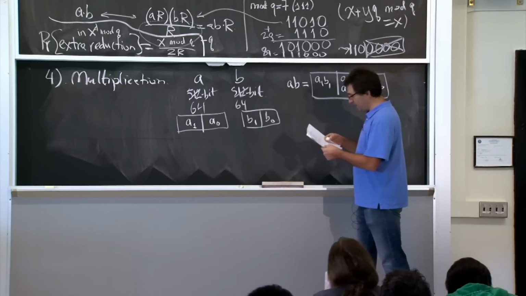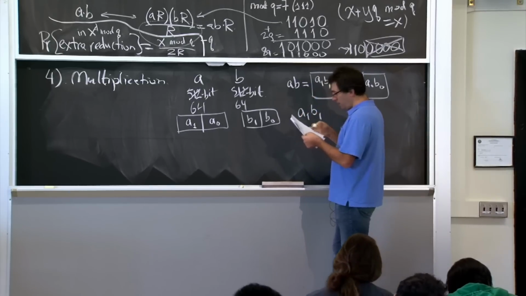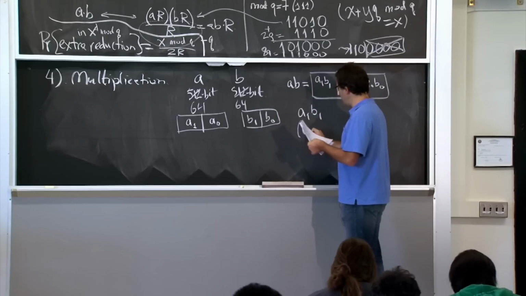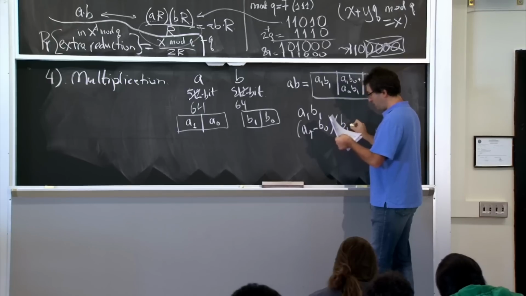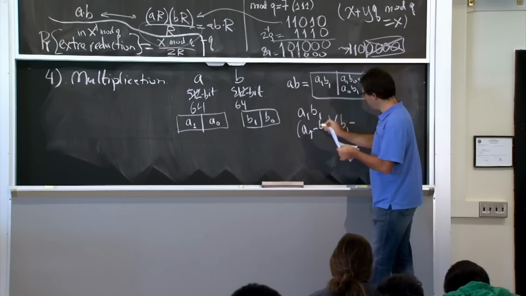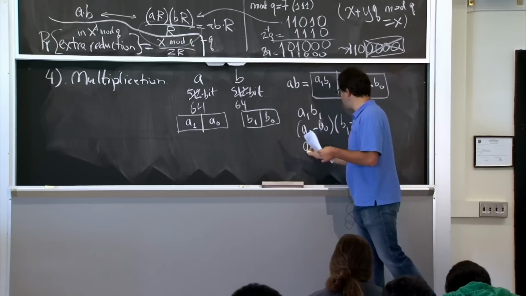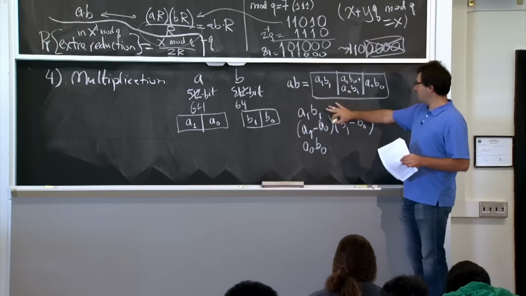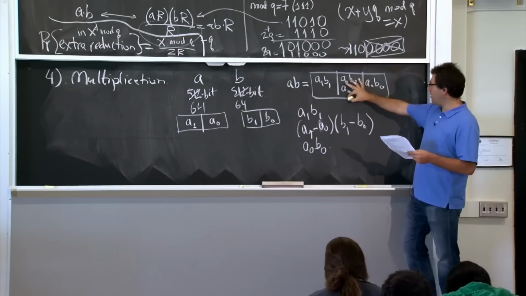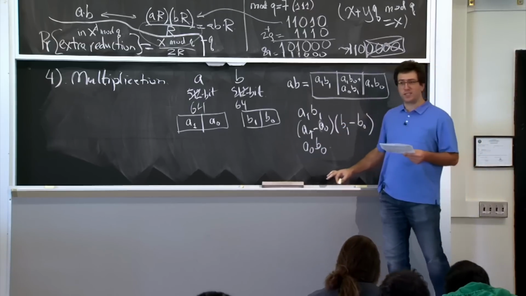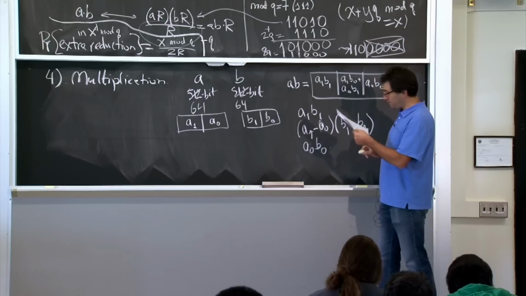What you can do is compute 3 values. You compute A1, B1. You also compute A1 minus A0 times B1 minus B0, and A0, B0. And this does 3 multiplications instead of 4. It turns out you can reconstruct the full product from these 3 multiplication results.